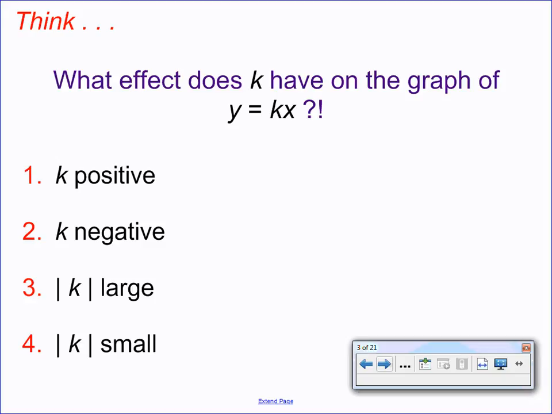K positive means we're increasing behavior, same direction as my parent function.